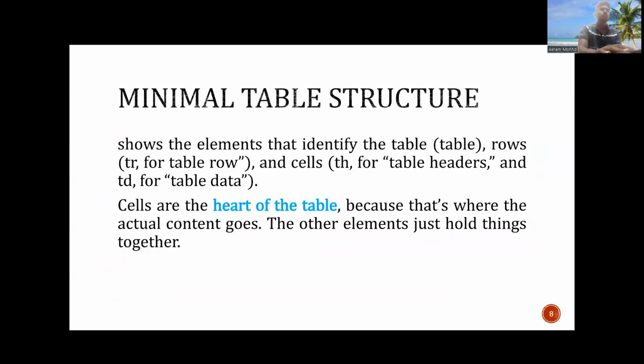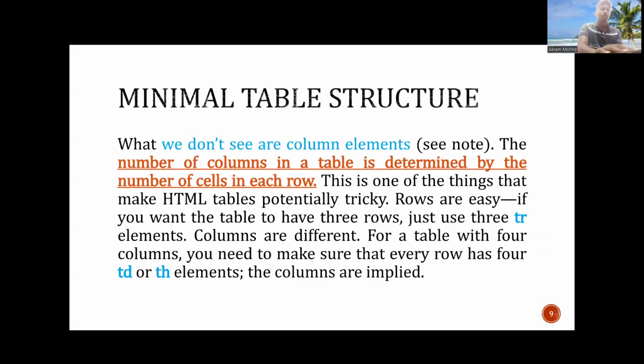Minimum table structure. These are the elements that identify the table, rows, and cells. Cells are the heart of the table because that's where the actual content goes. The other elements just hold things together. What we don't see are column elements. The number of columns in the table is determined by the number of cells in each row. This is one of the things that makes HTML tables potentially tricky.